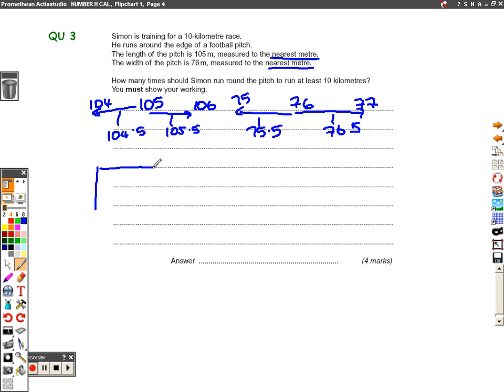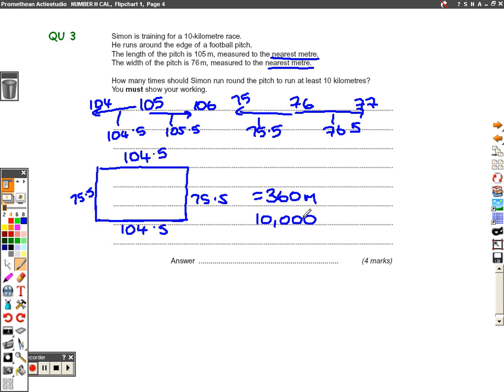So you're running around the outside of the pitch. Now, to err on the side of caution, you need to go for the shortest length, because what happens if it is the shortest length, then you're not going to run as far, so always go for the shorter one for this sort of question. So 104.5, 104.5, 75.5 and 75.5. Now you need to total those to see if you run around the outside of the pitch, how far you will have gone. When you do that, it gives you 360 metres. Now we want to find out how many times do we need to go round 360 metres in order to do 10,000 metres.